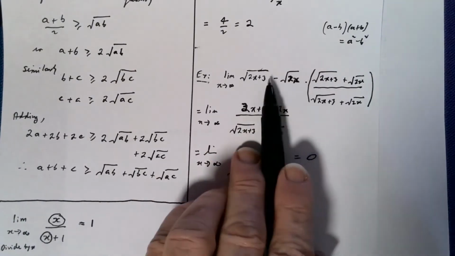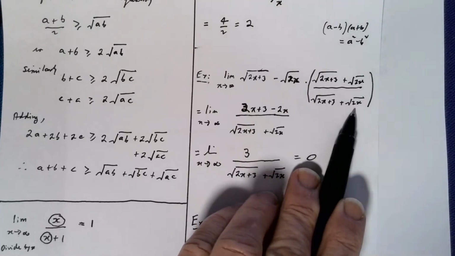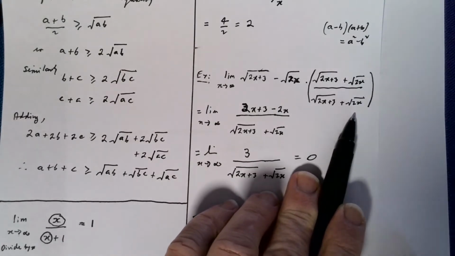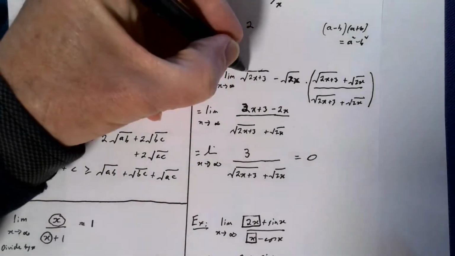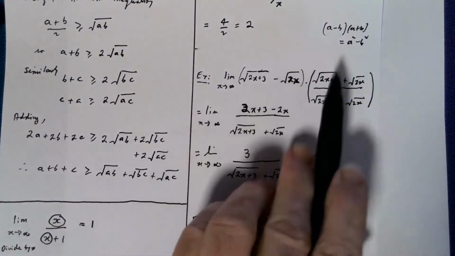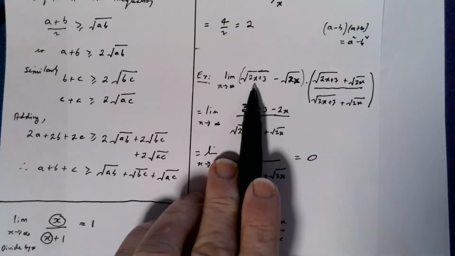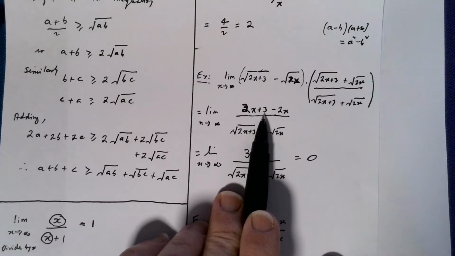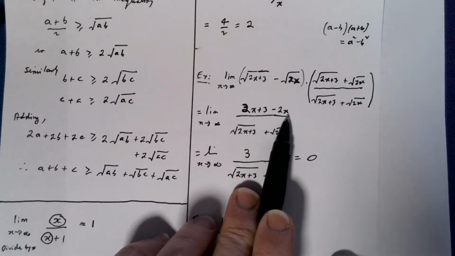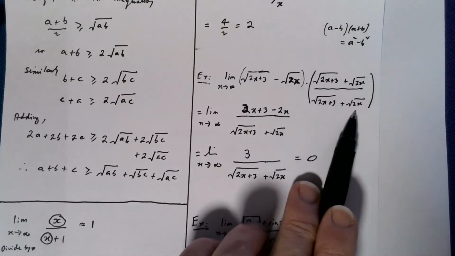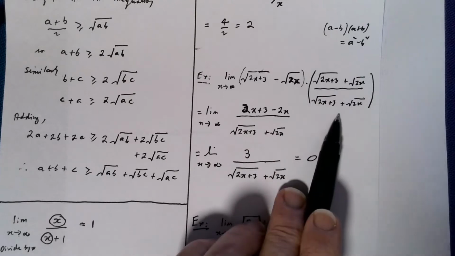Now whatever I do to the top, I must do the same to the bottom. So at school you learned about rationalising denominators with these surds, and here we're going to rationalise the numerator. So I multiply this minus this times that plus that one. By our difference of two squares formula, we get the square of the first minus the square of the second. So that gives me 2x plus 3 minus 2x. In the denominator, I've got root 2x plus 3 plus root 2x, because whatever you do to the top of a fraction, you must do the same to the bottom.